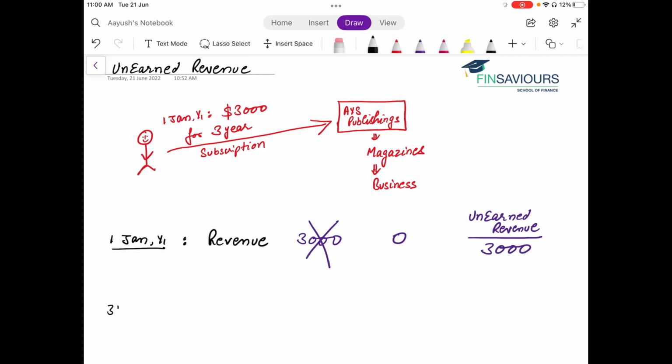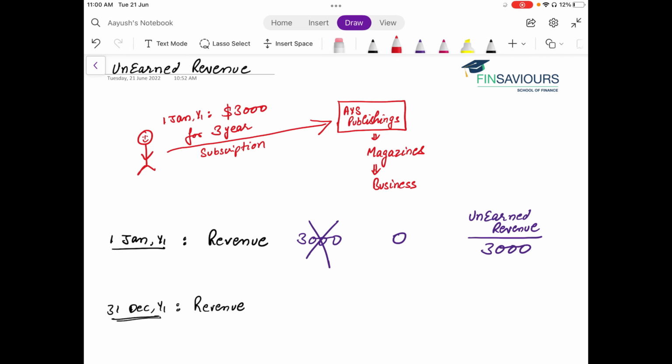Let's talk about 31st December year 1, when you have sent 12 magazines, one magazine per month, let's say. You have sent 12 magazines. So, my question to you is, how much is the revenue from 1st January to 31st of December in your income statement for this period? What will be your revenue?